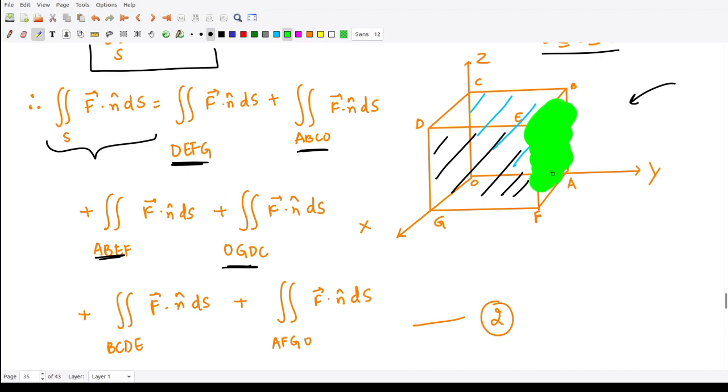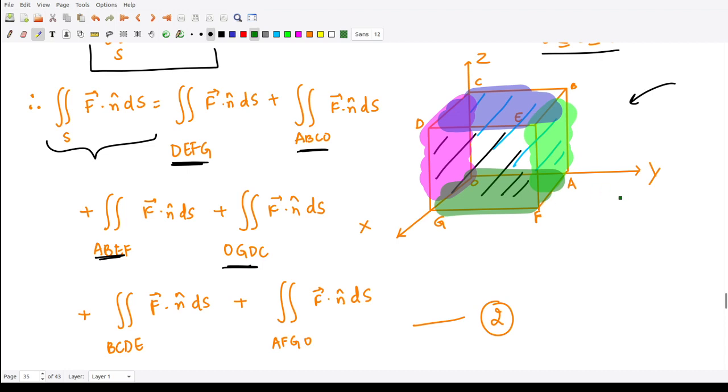ABEF is this portion. Then you have OGDC is this portion, and then you have BCDE. BCDE is this one, upper portion, and then you have AFGO, this is this portion, right? So you cover all the 6 faces of this cube.